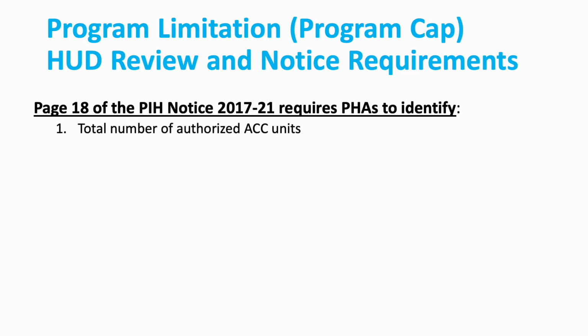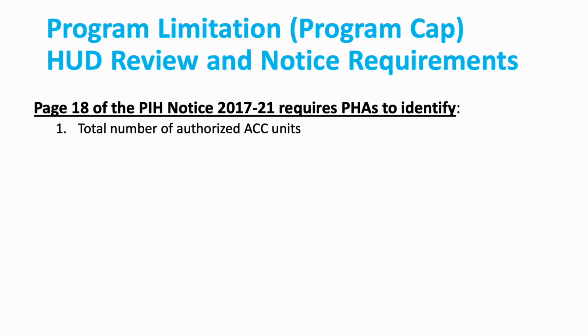First, you must report your total number of authorized ACC units. HUD typically has a good idea of that number, but it's still important to report in order to account for any changes in RAD conversions that may have increased your amount of ACC units but are not yet caught up in HUD's reporting. Mainstream awards are included in the ACC total for the purpose of calculating the program cap.